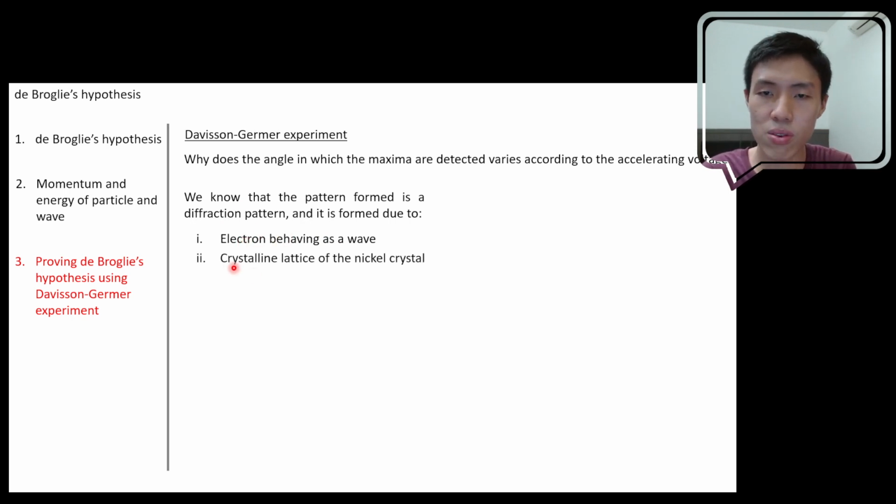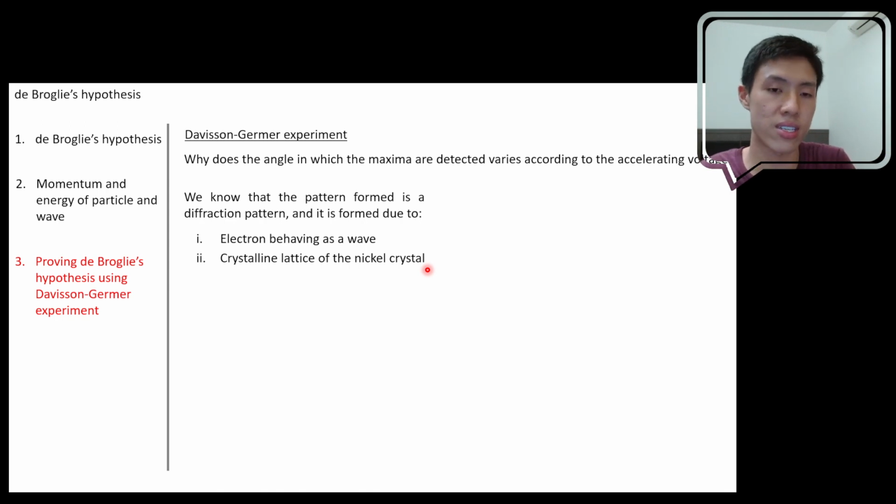The second thing that causes the diffraction pattern is the crystalline lattice of the nickel crystal. We previously said that before we heat up the crystal, it was a polycrystalline structure. But after we heat it up, we create a wide area of uniform nickel crystal, and that uniform nickel crystal allows us to produce that kind of diffraction pattern. So the crystalline lattice matters and also electrons behaving as a wave. These two are the main reasons why I'm able to observe this diffraction pattern.